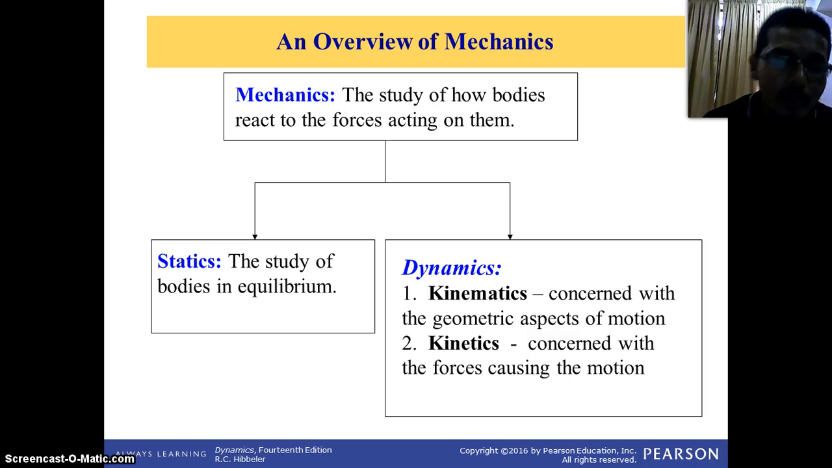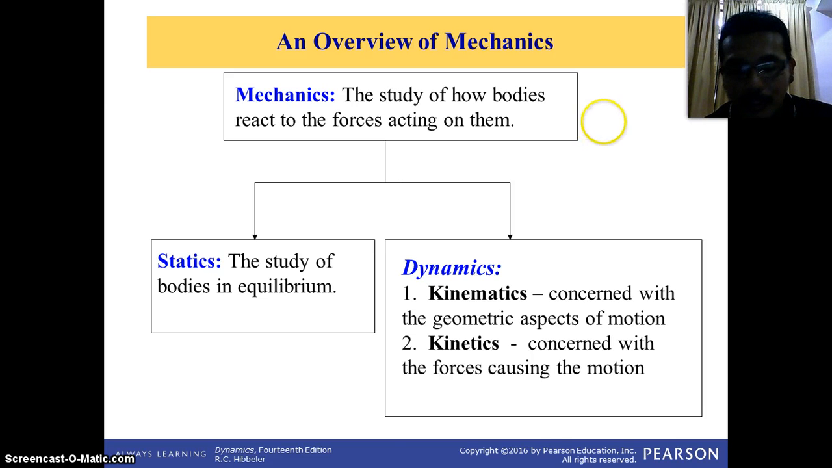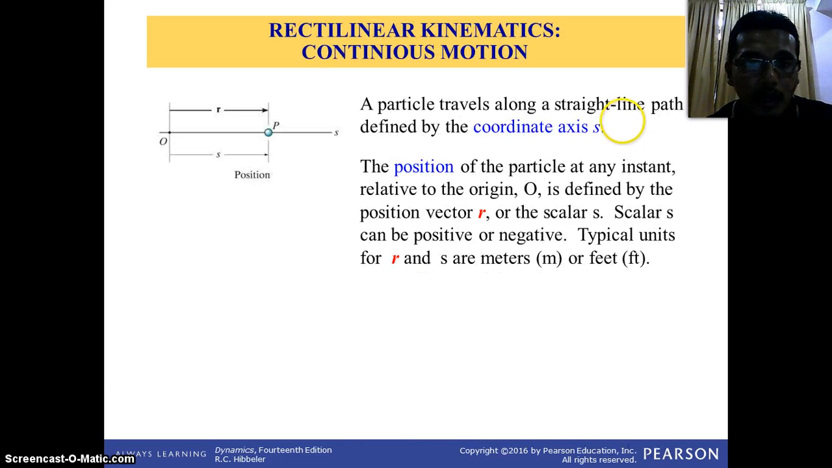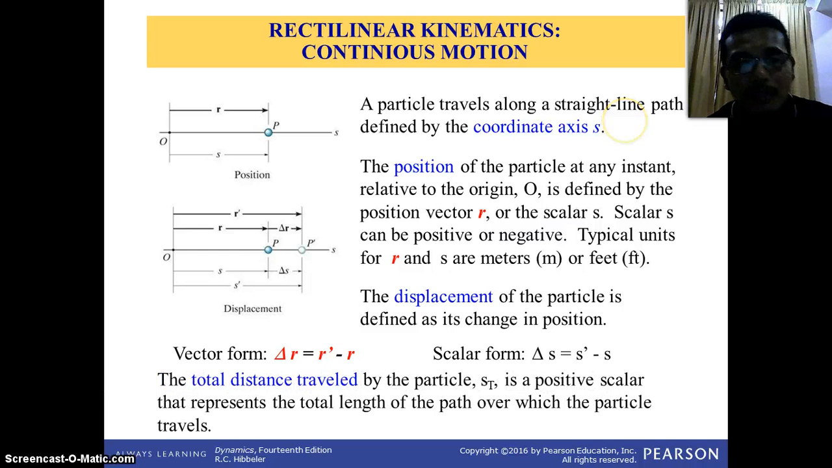Kinetics is concerned with the forces causing the motion. In kinematics, we just find the velocity, but in kinetics, we look at how the motor or the car moves with that particular velocity. So that is the difference between kinematics and kinetics. Now we are focused on kinematics.